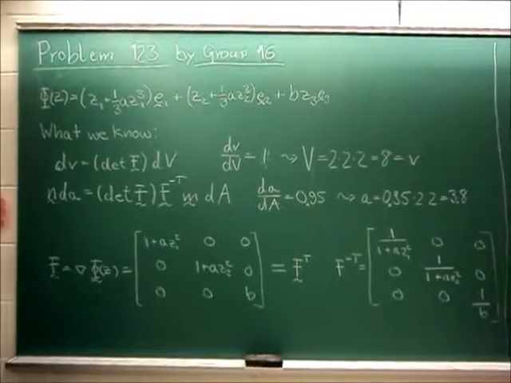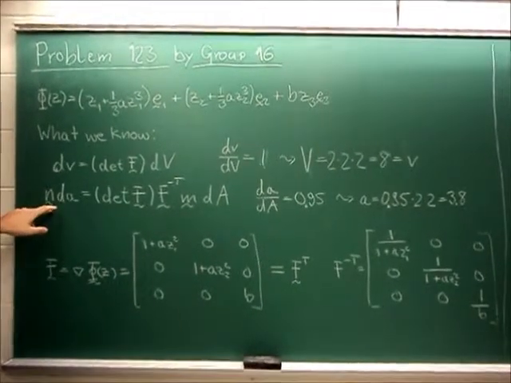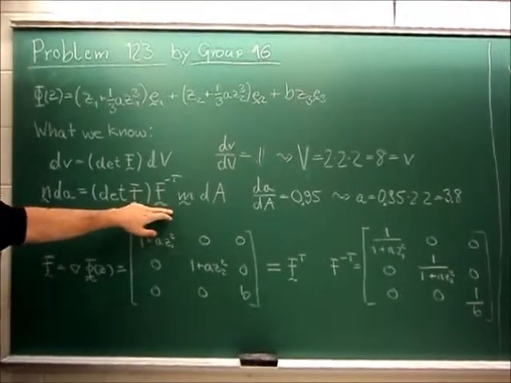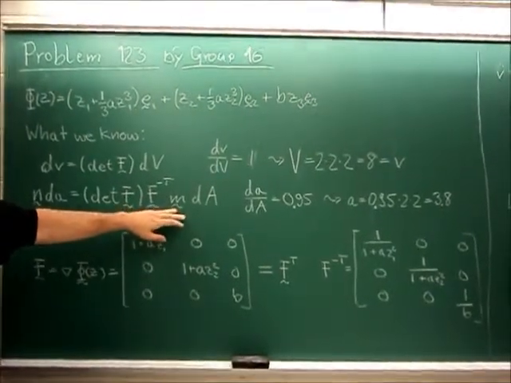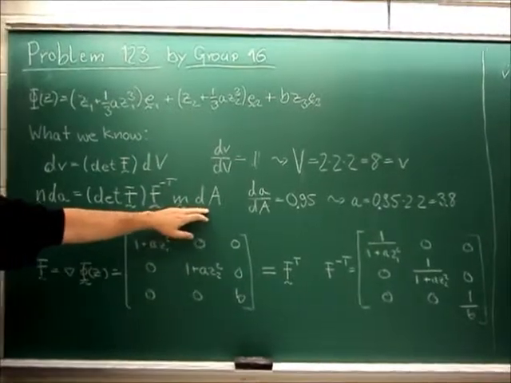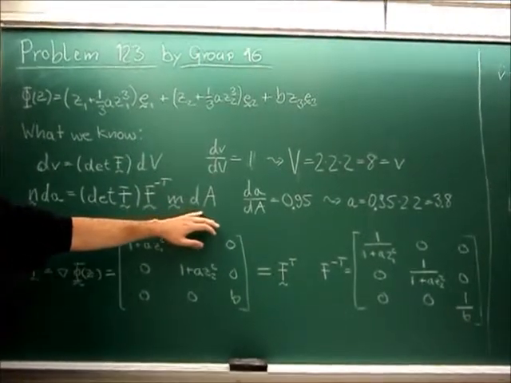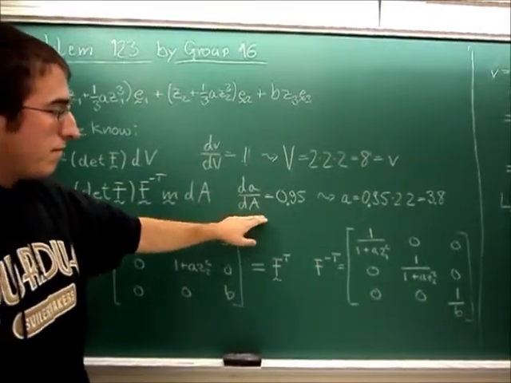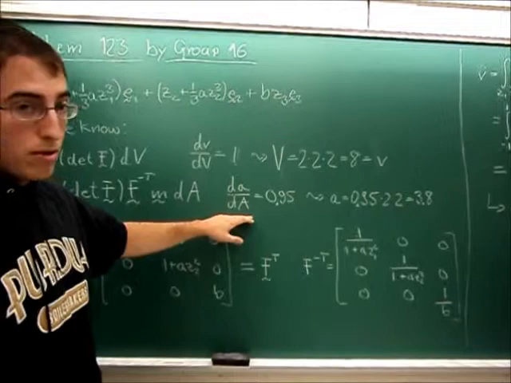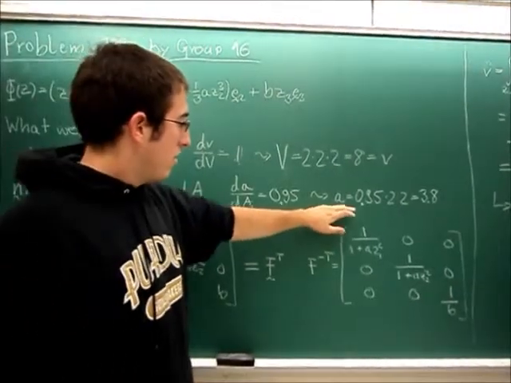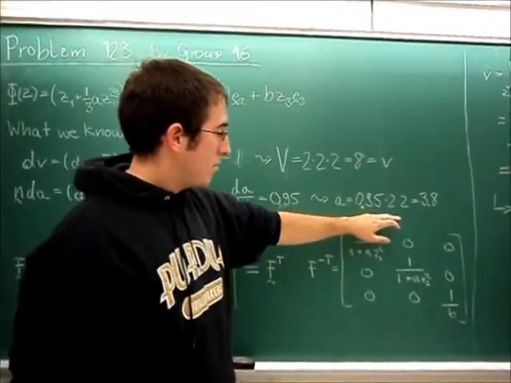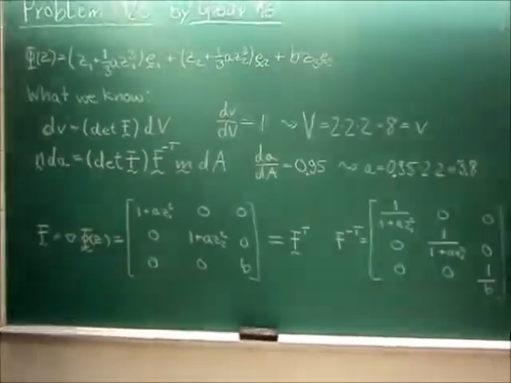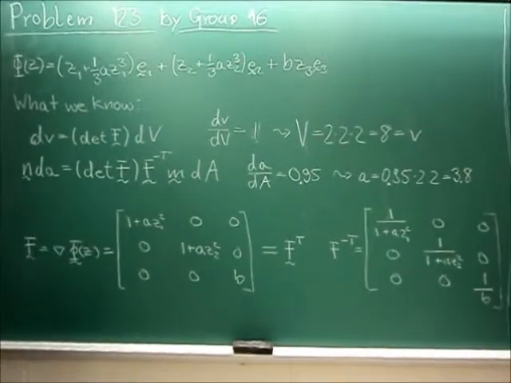We also know that N dA equals the determinant of F times F inverse transpose times M, which is the unit normal in the undeformed state, times dA, which is the area in the undeformed state. We were given that this ratio is 0.95 on the surface that has normal E1. So we know that our new area will be 0.95 times 2 times 2 equals 3.8. So we need our F tensor and also our F inverse transpose.